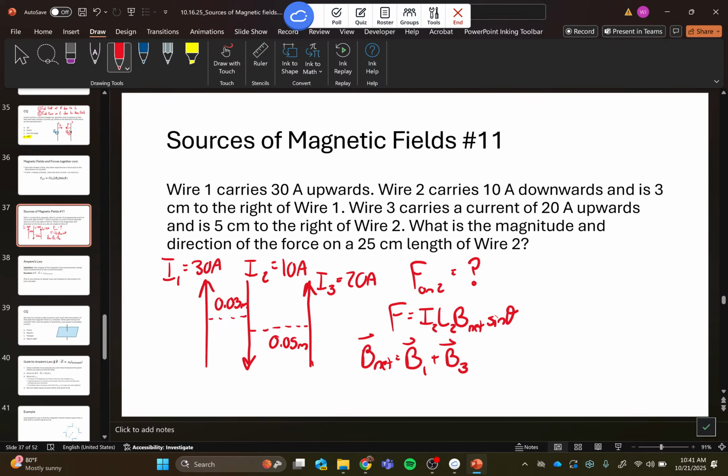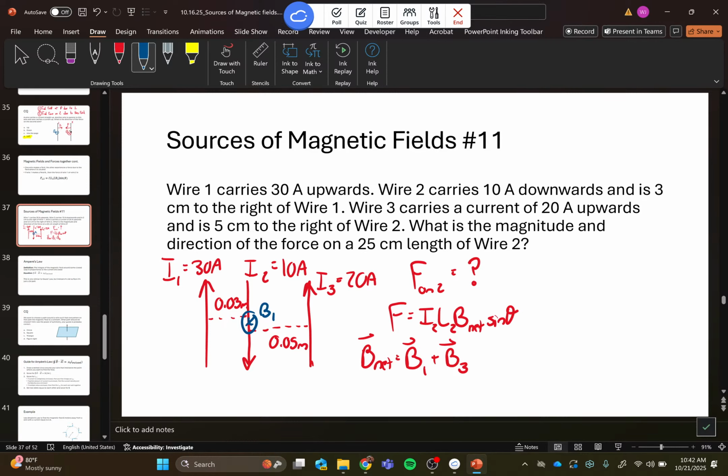All right, so let's do wire 1. We put our thumb upwards. We then imagine the circle. And when we imagine the circle, we care about where wire 2 is located. What's the direction of the field where wire 2 is located? Into the page. Into the page due to wire 1. So wire 1 is making a field here that is into the page.